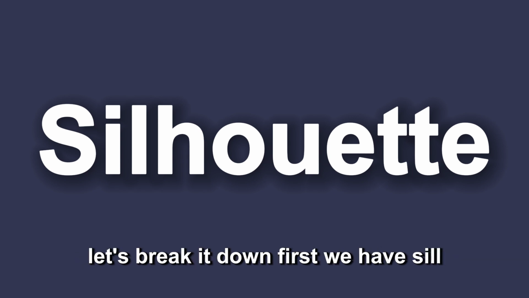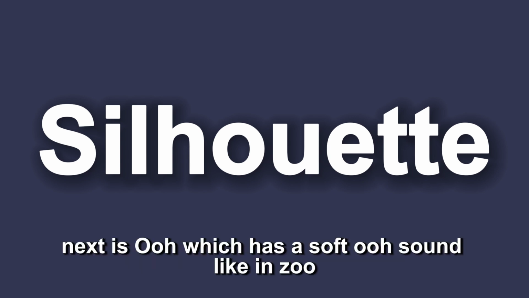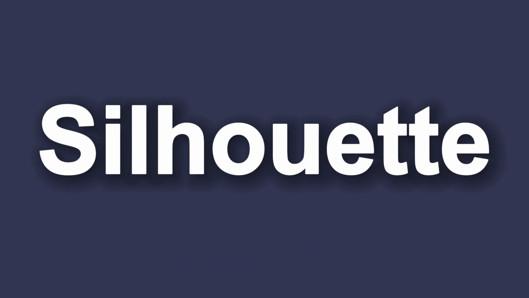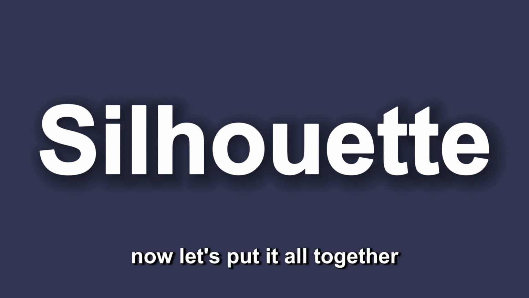Let's break it down. First, we have sill, which sounds like sill, as in a windowsill. Next is oo, which has a soft oo sound, like in zoo. Finally, we have et, which rhymes with net or set. Now, let's put it all together.